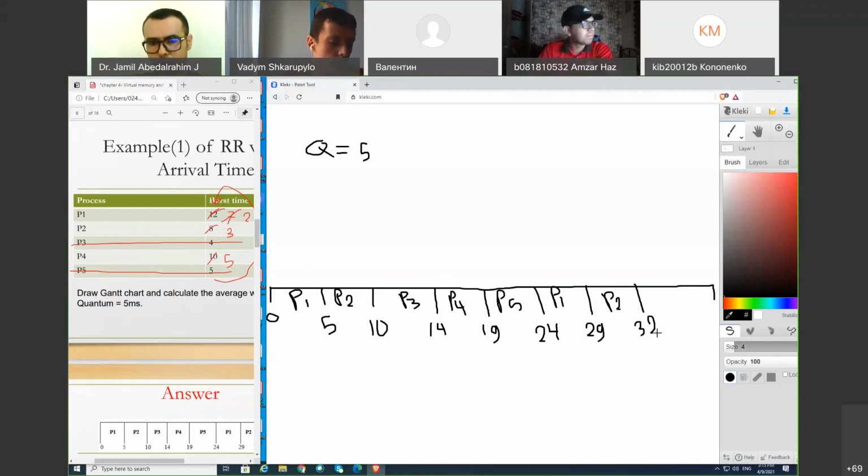32. So P2 has terminated its task. P3 also, and we go on to P4. P4, 5 units, till 37. P4 has terminated its task. We make one more round to P1. P1 from 37 plus 2 units, 39.